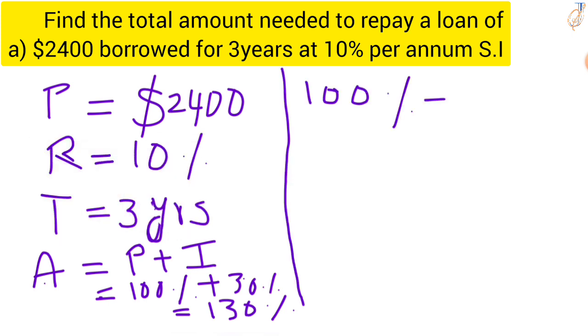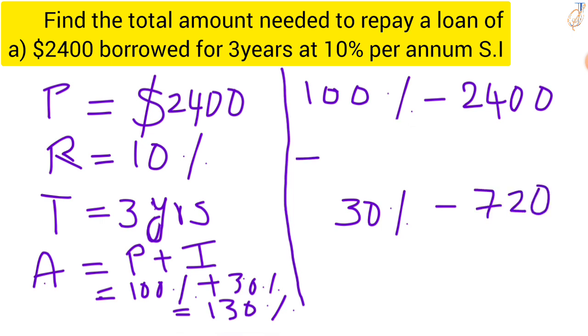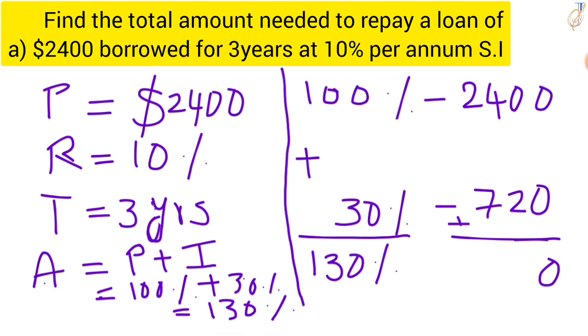What is 130% of 2,400? 100% of principal is 2,400. This is for 100%. Then 10% is 240. So if you multiply by 3, you will get 30%. What is 240 times 3? That is 720. If you add these two, what is 130%? We will add these two: 0, 0, 0, plus 2, 2, 4, plus 7, 11, 2, plus 1, 3. So your amount is $3,120.